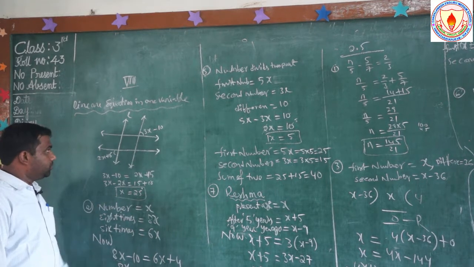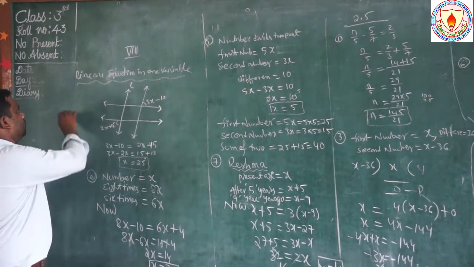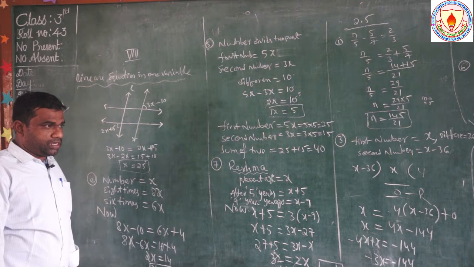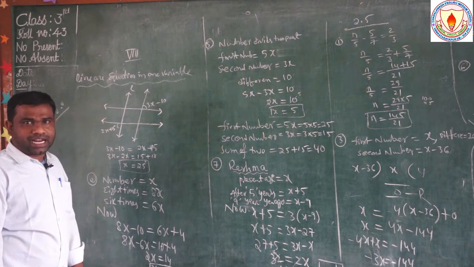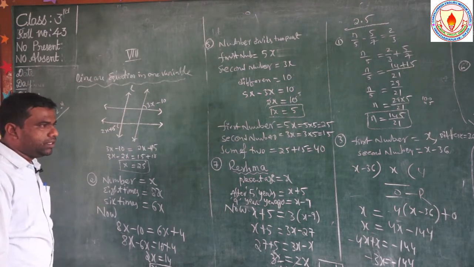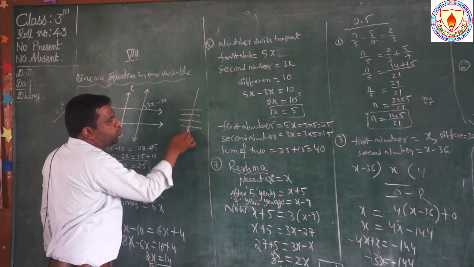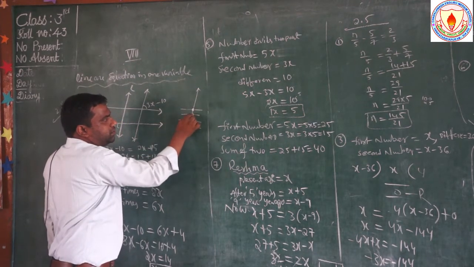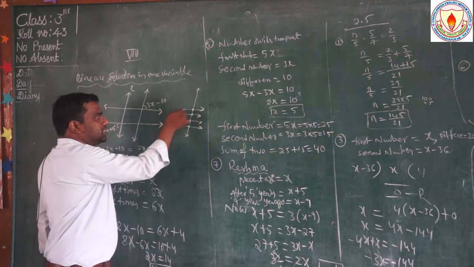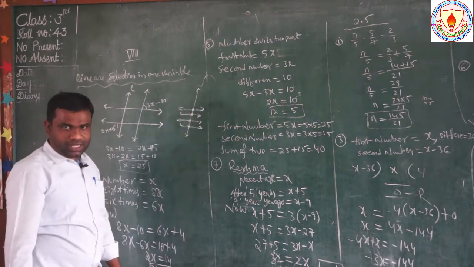Here, exercise 2.4. Before that, we have to know about the transversal. What is a transversal? A line which divides two or more lines at different points is said to be a transversal.